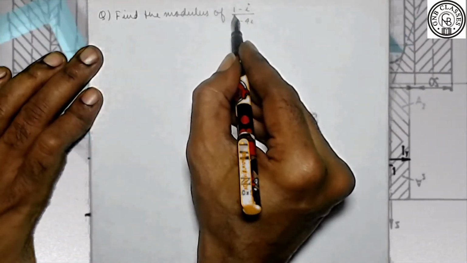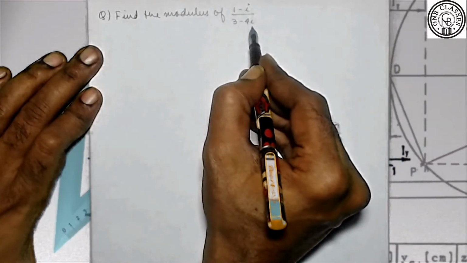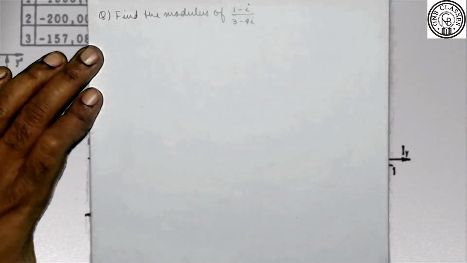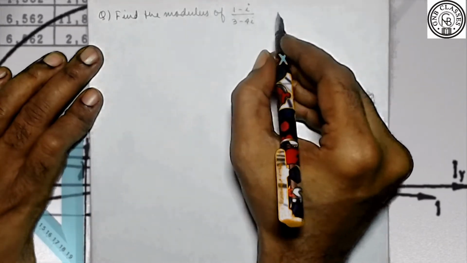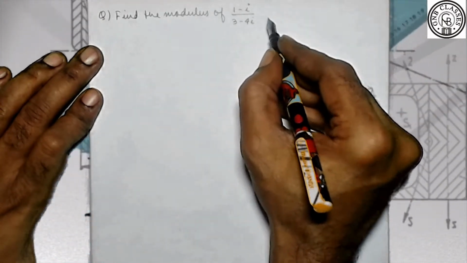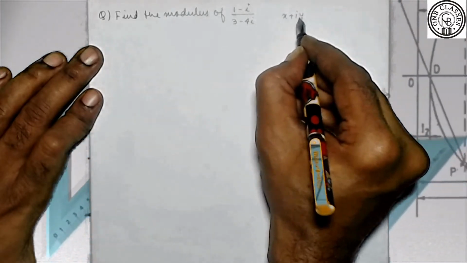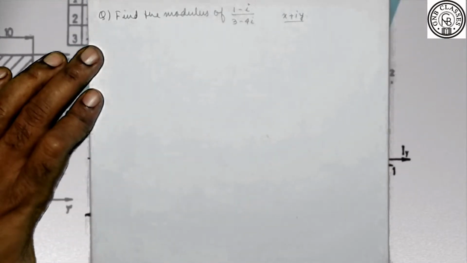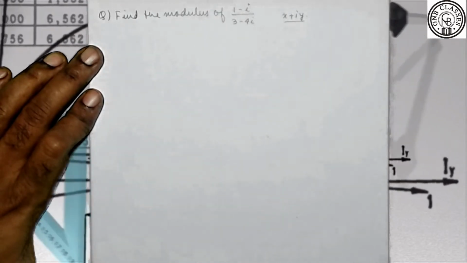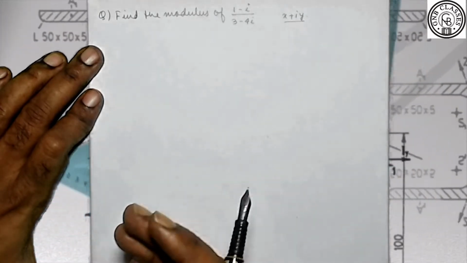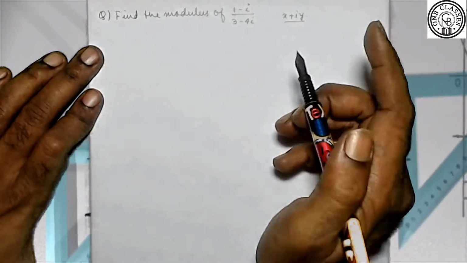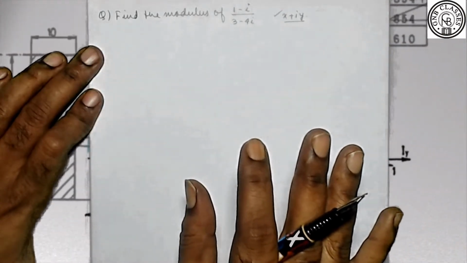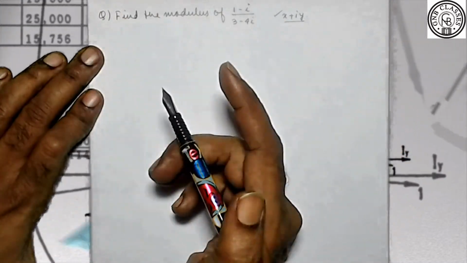Find the modulus of (1 minus iota) by (3 minus 4 iota). One thing you must remember, whether we are trying to find the modulus or argument, you always convert the given complex number into the form x plus iota y. After this conversion, it will be easy for us to calculate its modulus or argument or its conjugate. So always convert it in terms of x plus iota y, whatever form has been given to us.